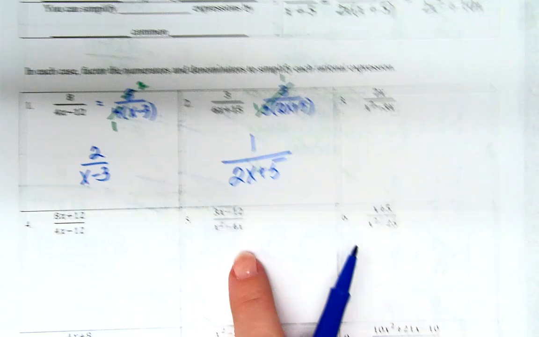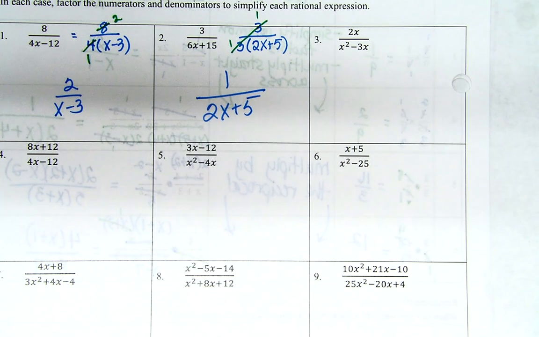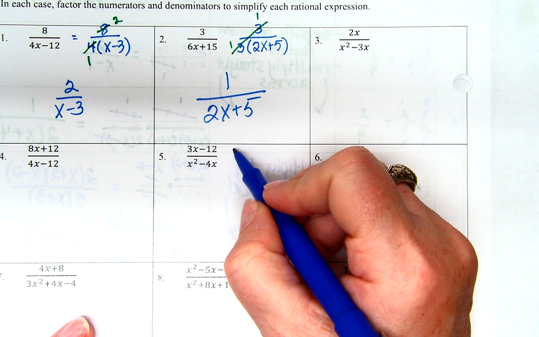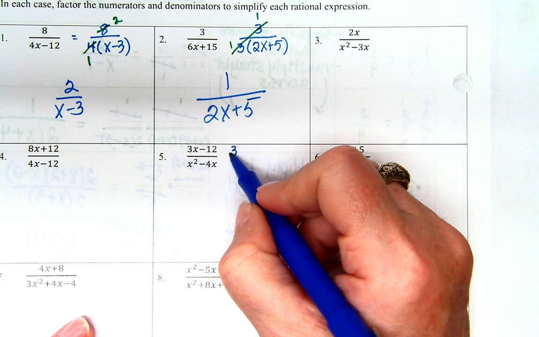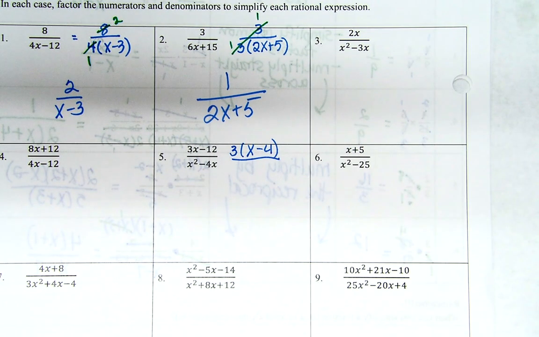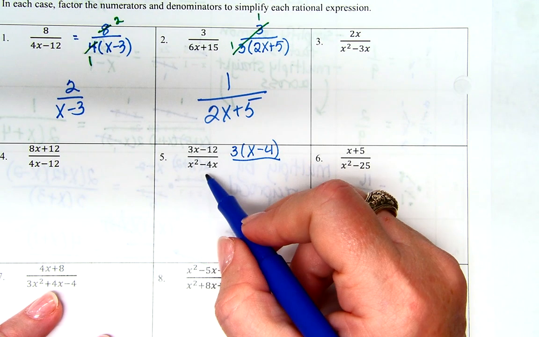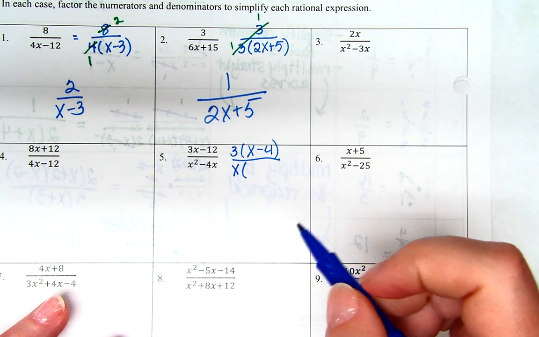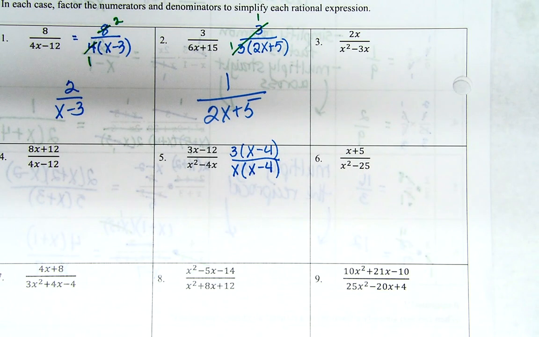Okay. Please look at number 5 right here. What do I do here? Factor? What do I factor out? So x minus 4. What do I factor out of the denominator? What do they both have? An x. What's left if I factor out an x? X minus 4. Now what?